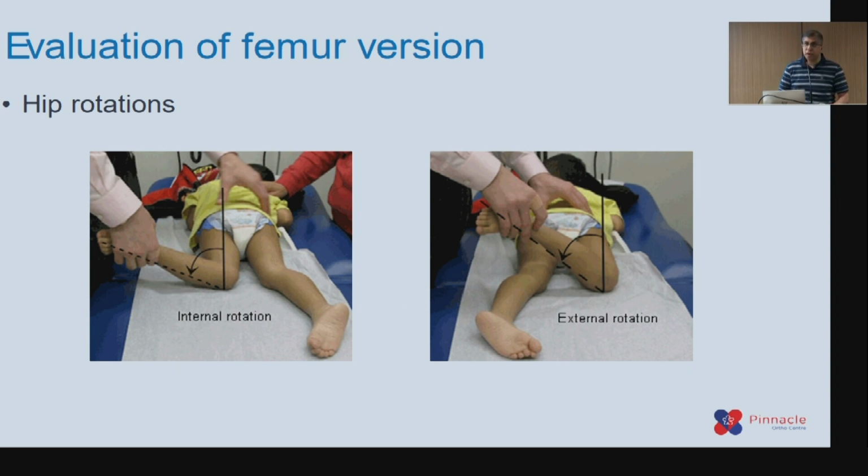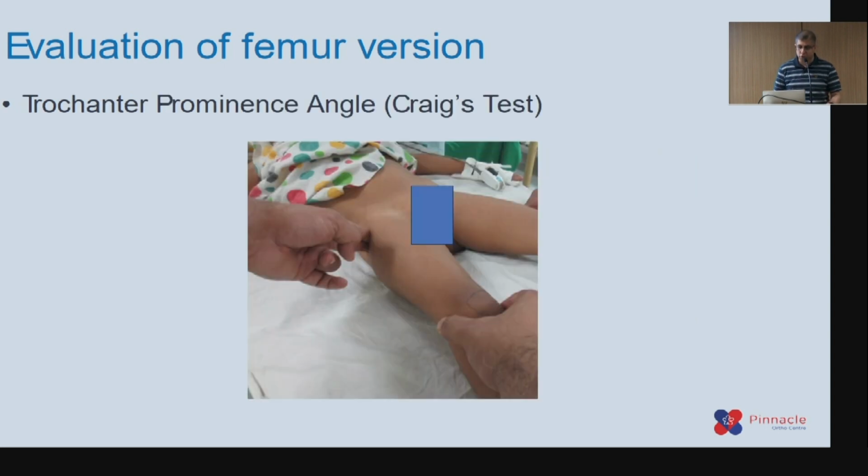Then you look at the hip rotations. If the hip rotations are asymmetrical, which means that the internal rotation is excessive but the external rotation is limited, then it indicates that the child is having excessive femoral anteversion, and vice versa. If the internal rotation is restricted and external rotation is 70-80 degrees, then probably the child is having a femoral retroversion.